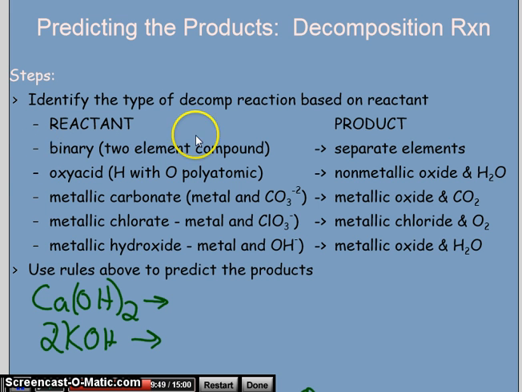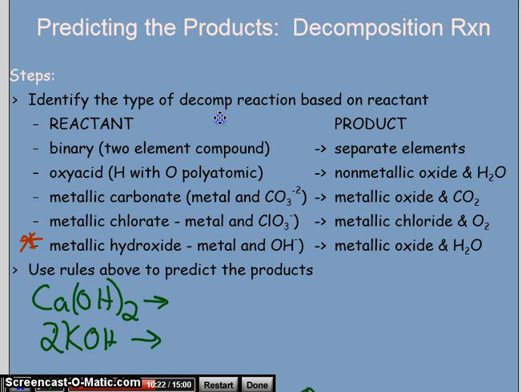So you're going to have to do decomposition of binary compounds, oxyacids, any hydrogen bonded to a polyatomic ion with an oxygen, metallic carbonates, chlorates, and hydroxides. If I have any metal bonded to one of those, it will simply follow a pattern, and then you apply what happens. So if I look at my Ca(OH)2, Ca is a metal, and OH is hydroxide. So I'm going to follow the rules for metallic hydroxide.